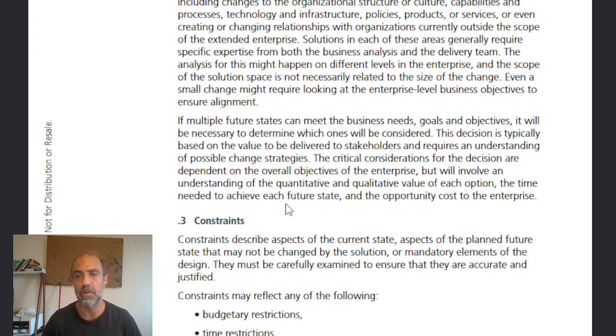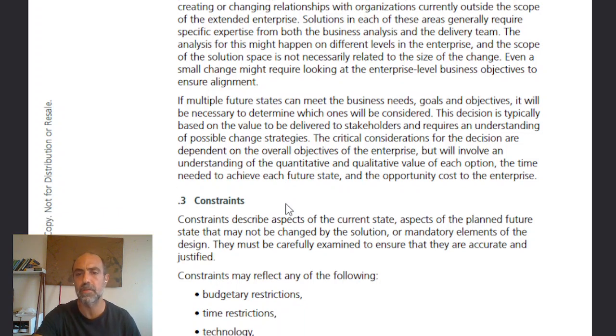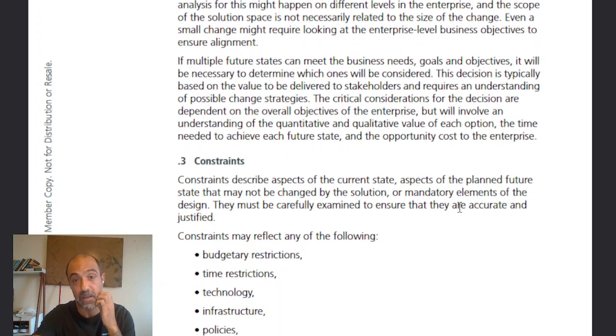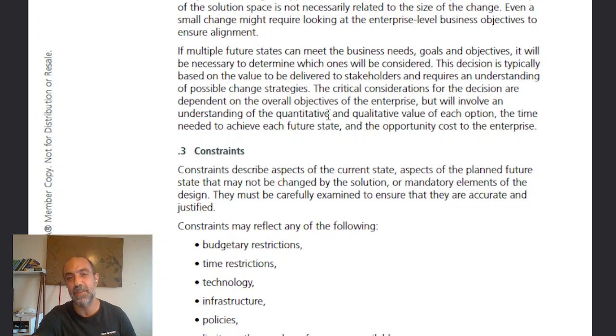And the critical considerations for the decision are dependent on the overall objectives of the enterprise, but will involve an understanding of the quantitative and qualitative value of each portion. So here, what we're considering is how the enterprise is moving, where it wants to move, and understanding the quantitative stuff, which is probably KPIs and the money aspects of things, and the qualitative value of each option. So qualitative, again, like morale, better logistical approach, all that kind of stuff.